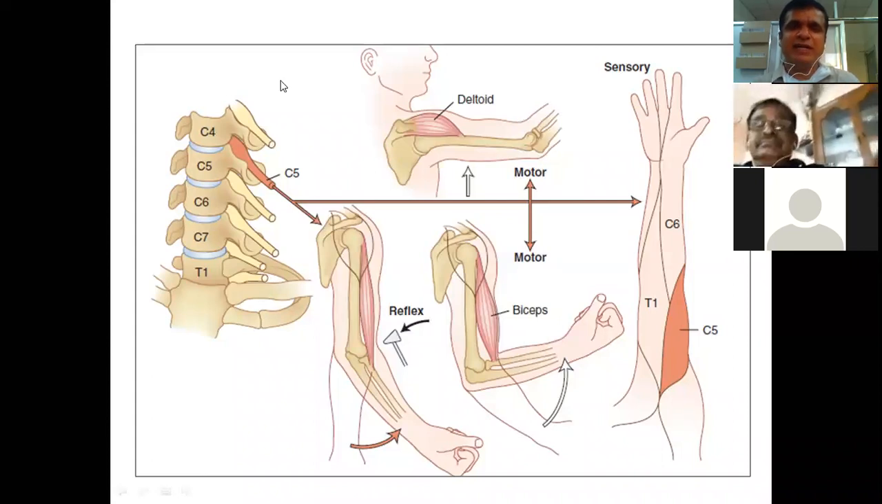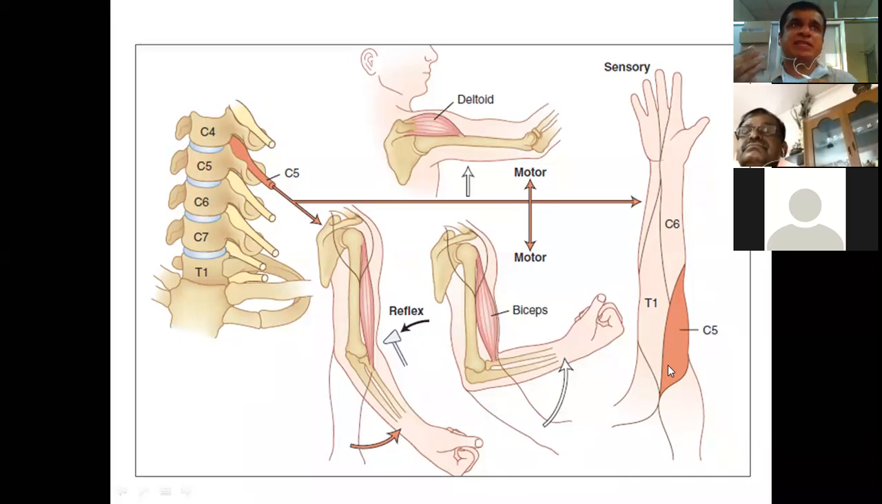So the motor component is the deltoid. Deltoid, shoulder abduction. So for C5, the motor component is shoulder abduction. Second, the reflex component is the biceps reflex. Third, the sensory component is over the regimental badge area, the same area supplied by the axillary nerve. The axillary nerve is predominantly supplied by the C5 nerve root.